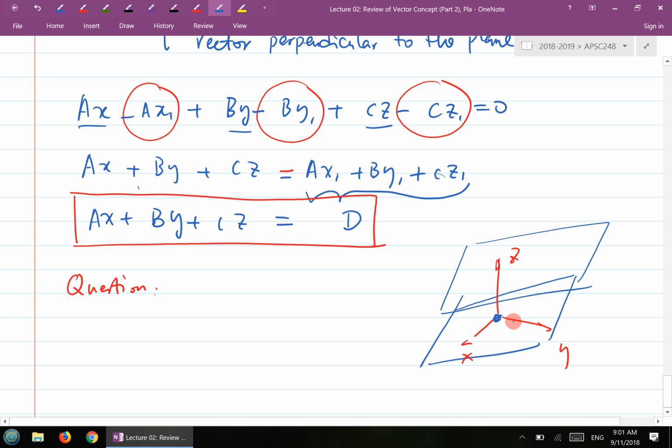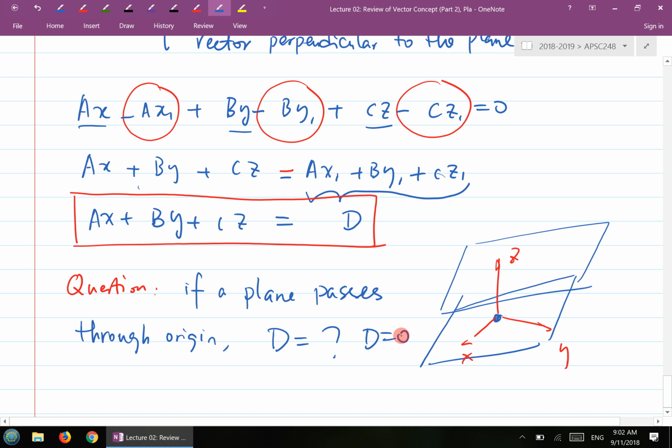But if a plane passes through the origin, what's this capital D equal to? 0. Excellent, right? How did you get a 0? You plug the x, y, z with the point, which is the origin, which is 0, 0, 0. So that D will be 0. That actually gives you a sense of what this D actually means sometimes.